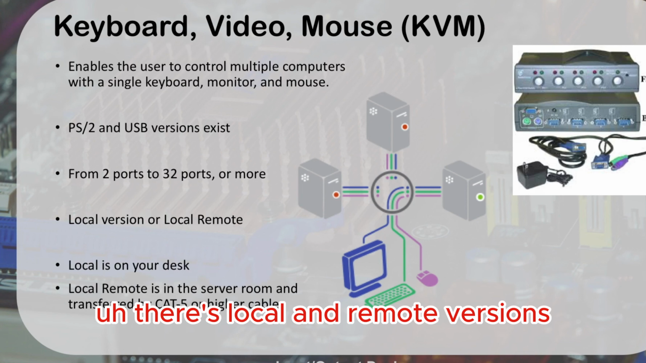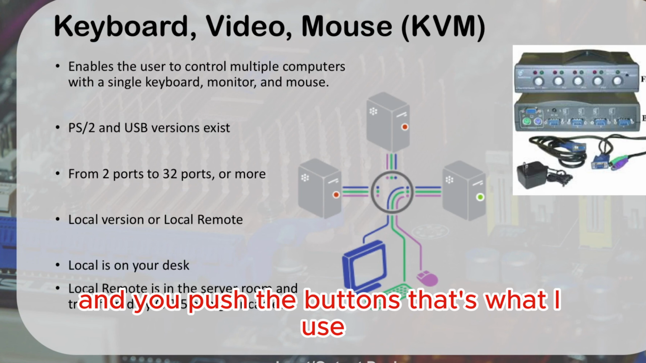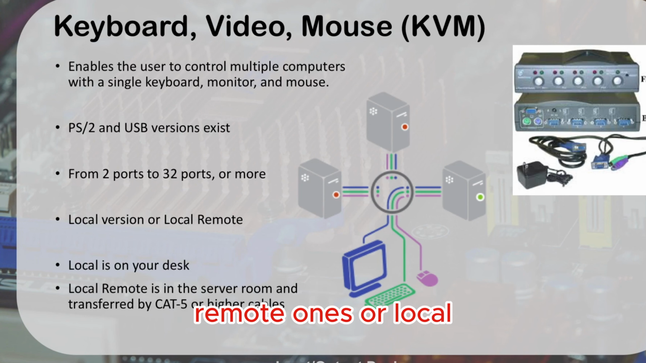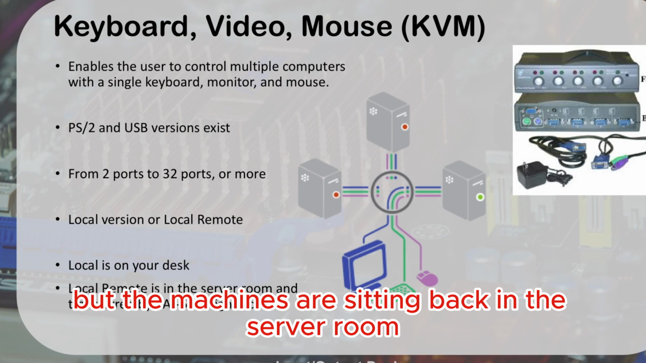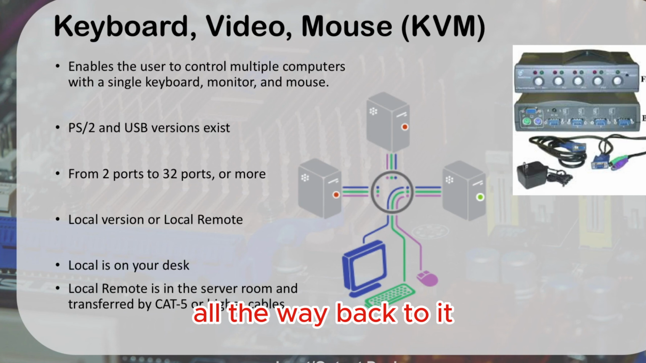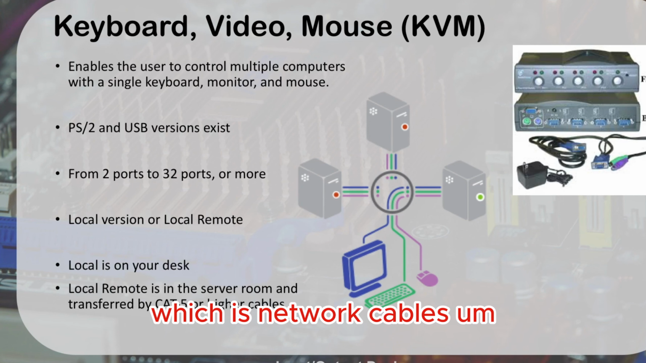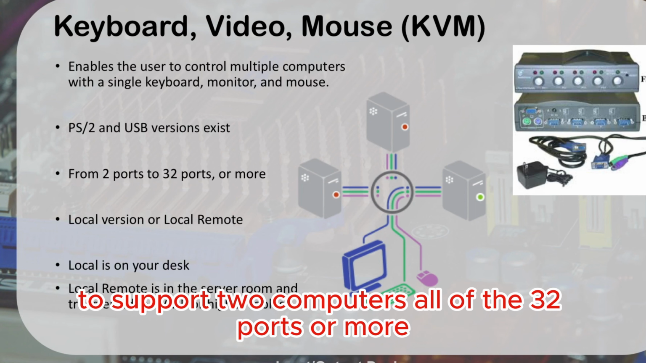There's local and remote versions. The local one is basically sitting on your desk and you push the buttons. That's what I use. With remote ones, I can have one on my desk, but the machines are sitting back in the server room across the hall, and it just runs wires underneath all the way back to it. They can be run through Cat5, which is network cable. These can have anywhere from 2 ports to support 2 computers, all the way up to 32 ports or more.